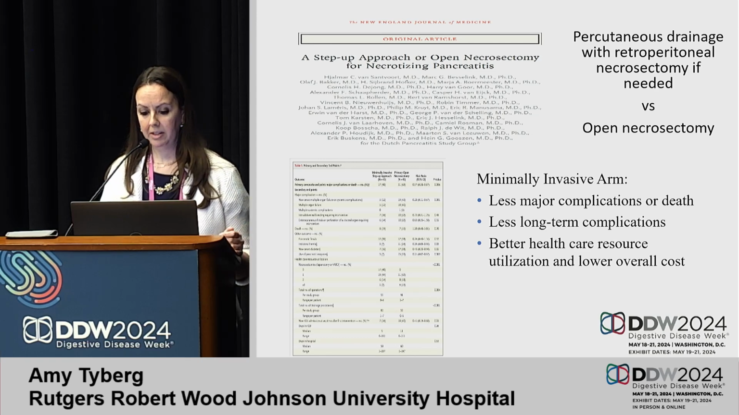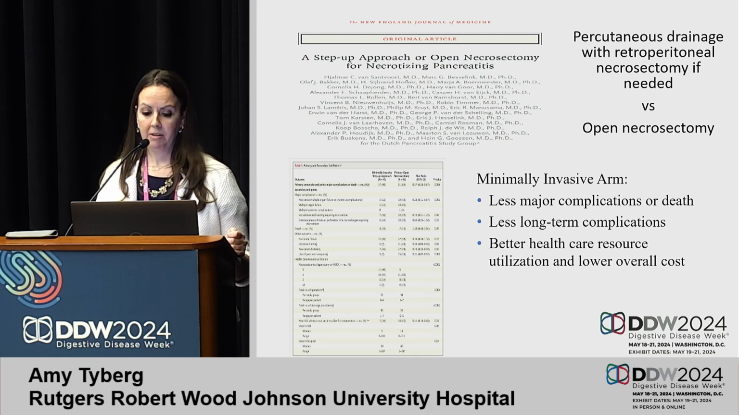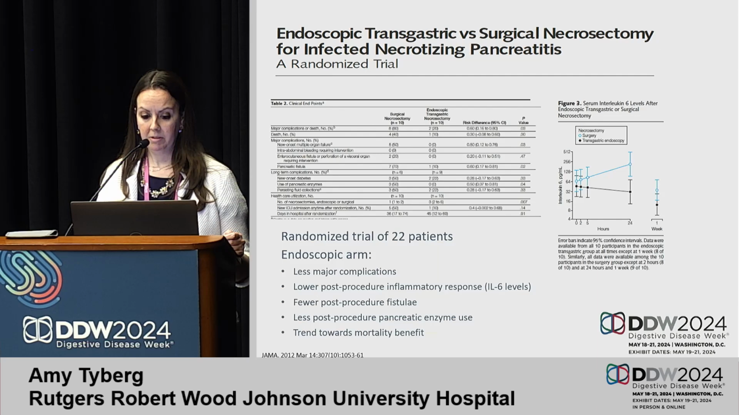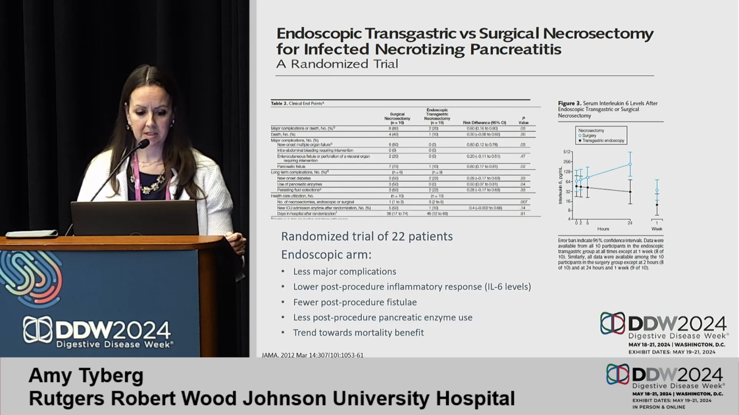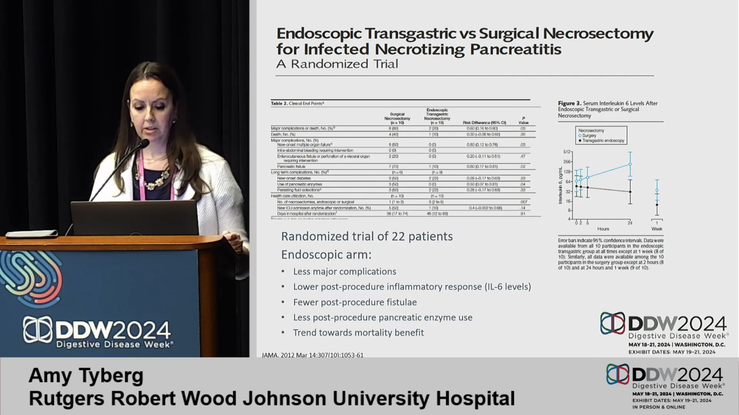This is a landmark study. This is from the New England Journal of Medicine. Again, a relatively older paper now, but still, I think, a critical paper showing that there's clear benefit of a minimally invasive approach and stepping up to more invasive as needed, including less major complications or death in the minimally invasive arm. This is another landmark trial.